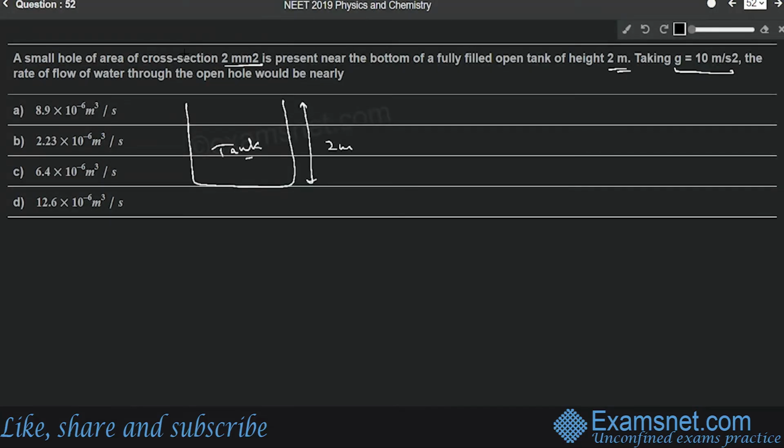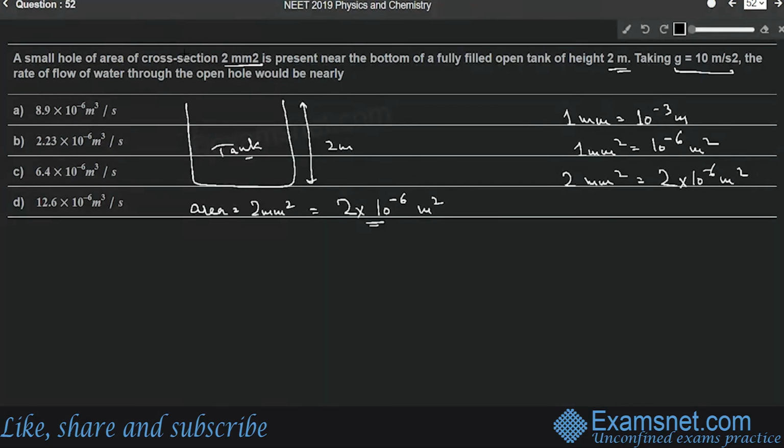Now this has a hole near the bottom whose area of cross section is 2 mm square. We know that 1 millimeter is equal to 10 to the power minus 3 meter. So 1 millimeter square will be 10 to the power minus 3 square, that means 10 to the power minus 6 meter square. So the area is 2 millimeter square, which will be equal to 2 into 10 to the power minus 6 meter square. And this is the value that we have to use in the equation.